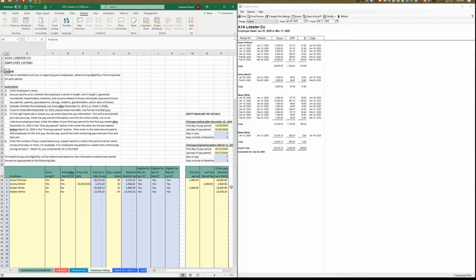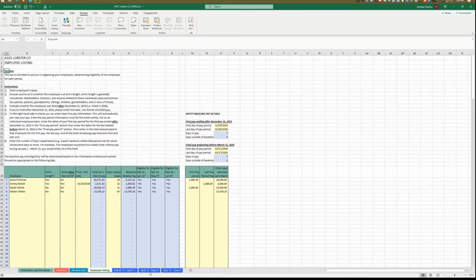So now we have all the information in for our employees. We can move on to actually calculating the subsidy. The subsidy calculations are done on these 3 tabs at the bottom. These correspond to the dates prescribed in the legislation.